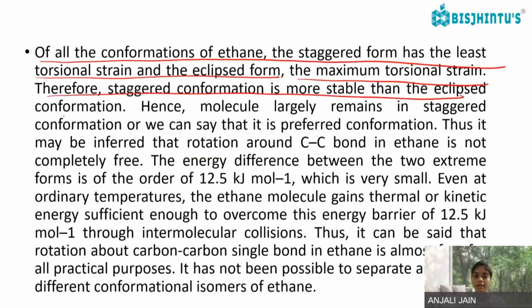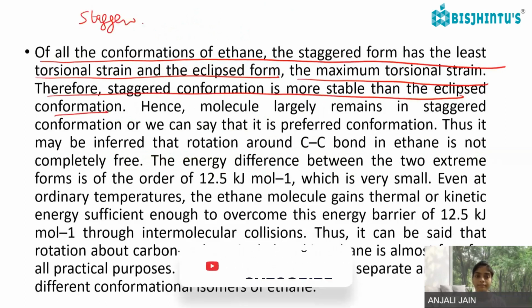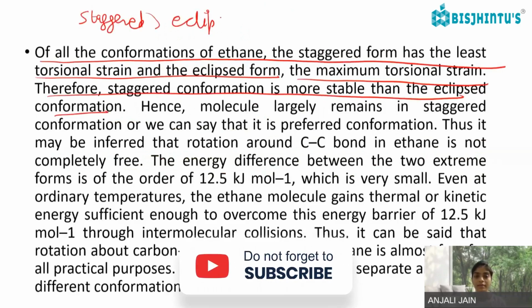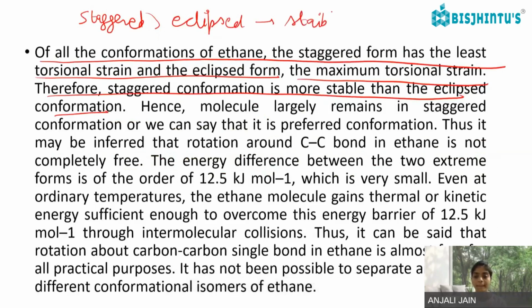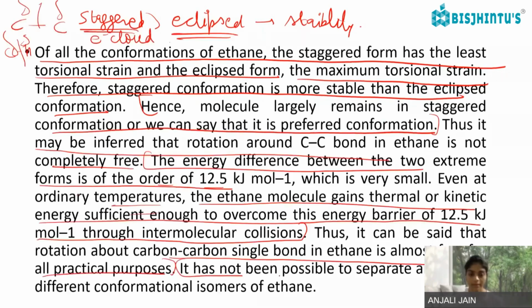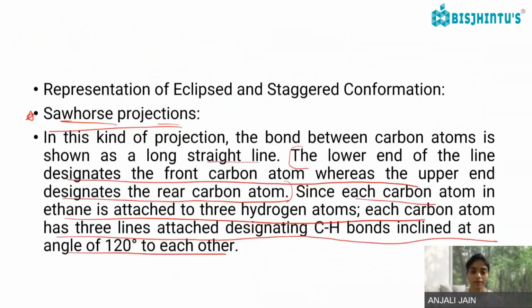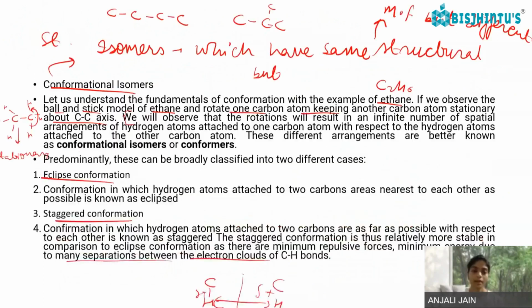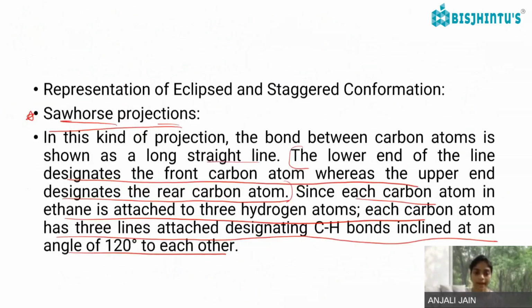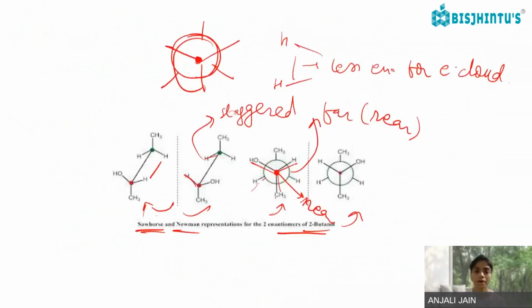Therefore, the staggered conformation is more stable than the eclipsed conformation. Hence the molecule largely remains in the staggered conformation, which is the preferred conformation. The molecule would always like to live in the staggered conformation. It has not been possible to separate and isolate different conformations of ethane, because they are so easily interchangeable, since the strain is very small. The various conformations are staggered and eclipsed, in sawhorse and Newman projections.